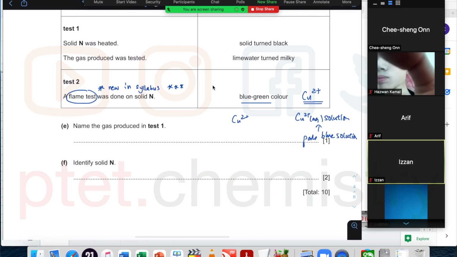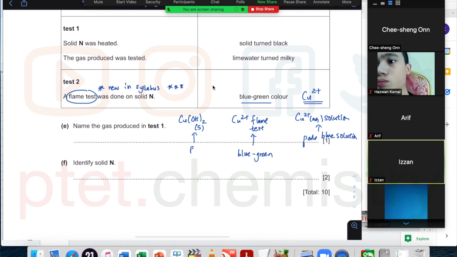Copper(II) aqueous solution is a pale blue solution. Be very careful. This was what you saw: the flame test of the cation Cu²⁺ gives you a blue-green colour. They are not the same. This is a flame test, and this is the colour of the solution. Now you also have copper(II) hydroxide. This is a solid, your pale blue precipitate.